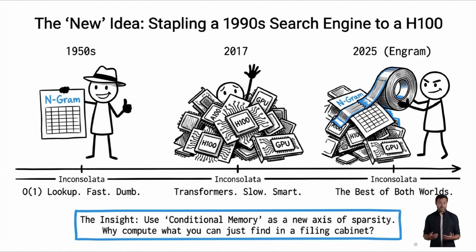The newer idea is to combine them, almost like stapling a 1990s search engine onto a modern H100 GPU. You keep the transformer's reasoning, but add a retrieval layer that can instantly pull relevant chunks from memory. That's the key insight here: conditional memory as a new axis of sparsity. Why compute what you can simply look up?